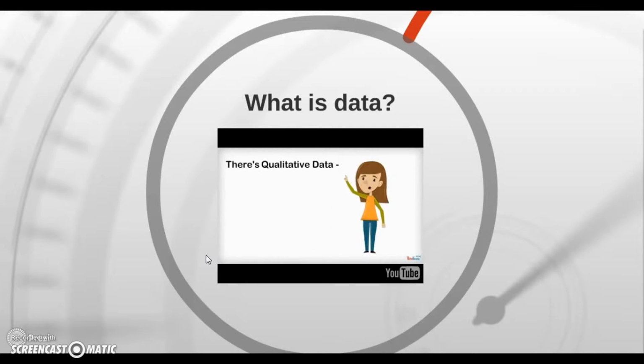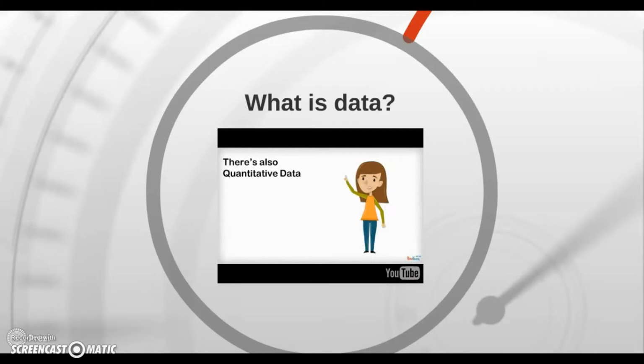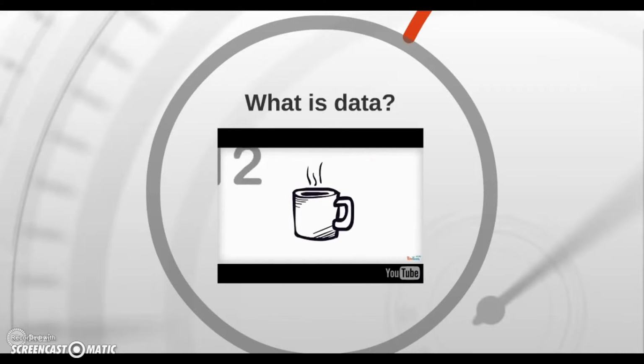There's qualitative data, the textual description. The latte has a robust aroma, frothy appearance, and strong taste. It's in a white cup. There's also quantitative data, referring to a number. The latte contains 12 ounces of drink. It's served at 150 degrees Fahrenheit and costs $4.95.